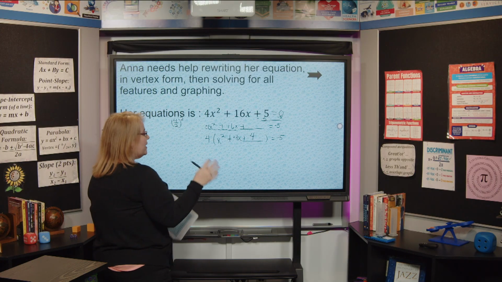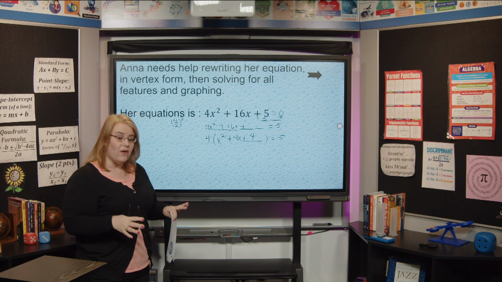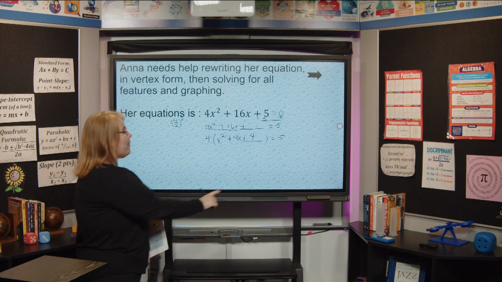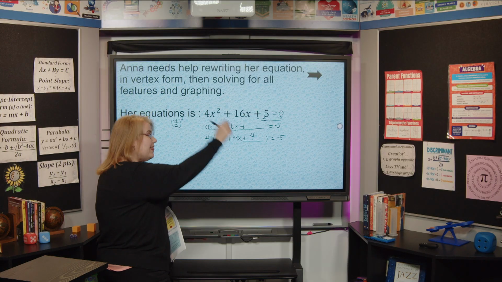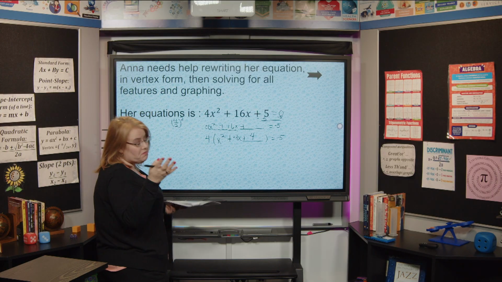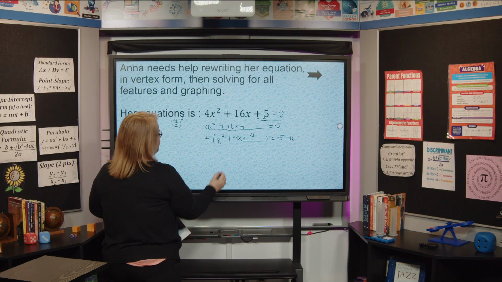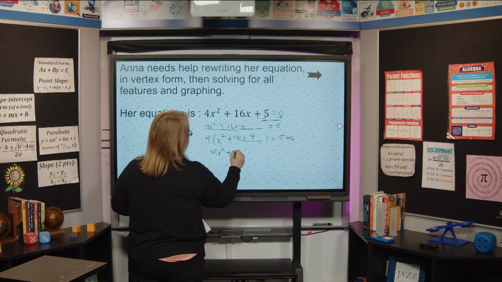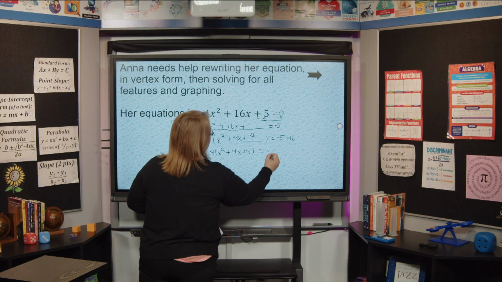Whatever I do to one side, I do to the other. But wait a minute, I'm not just adding 4. I have to put back in that GCF. So I'm going to take my new constant, multiply it by 4, and then add it. So 4 times 4 is what? 16. So I'm going to add 16 to both sides. So now I have 4 times x squared plus 4x plus 4 equals 11.